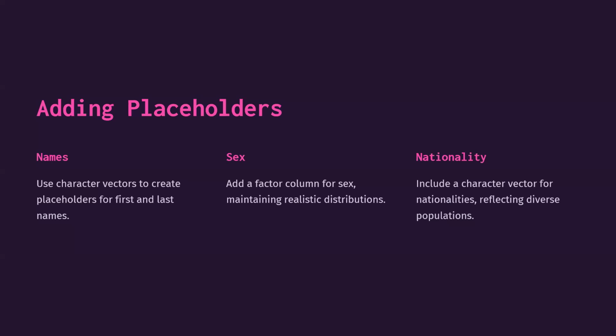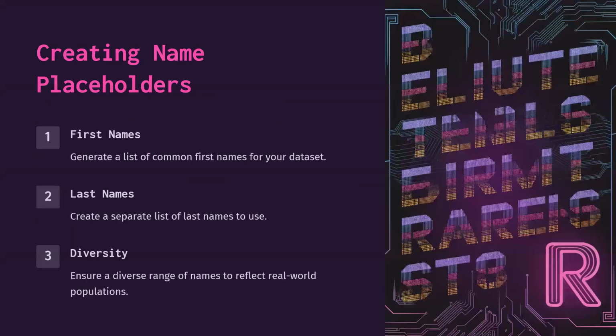So for sex, I added the factor column to maintain the realistic distribution, and for nationality, we had a character vector so that we can reflect diverse populations. I want to go into a little detail about the names, but quickly. When you deal with first names, you need to generate a list of common first names for your data sets. The last name also, sometimes you need a separate list of last names to use. I put this because somebody in the community might try this with no students, with another data set which has a differently set population.